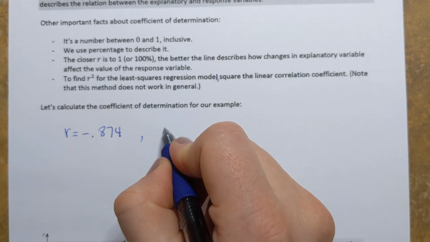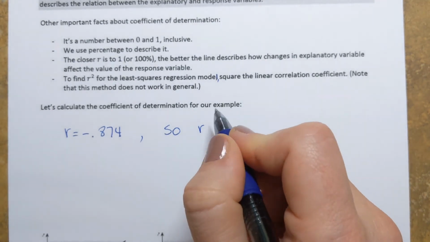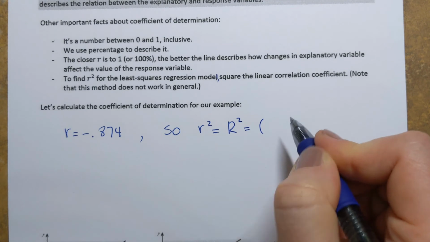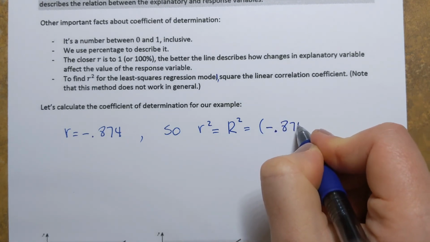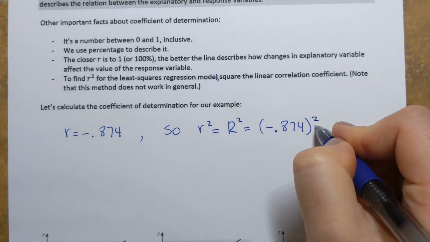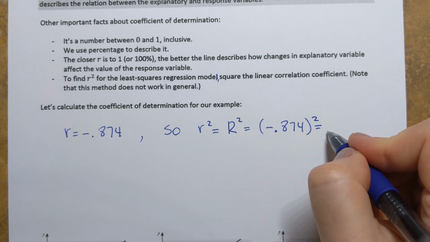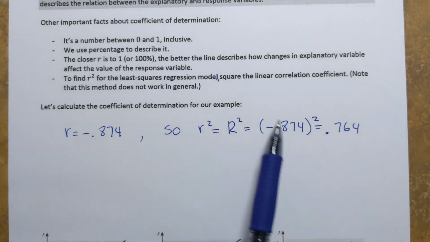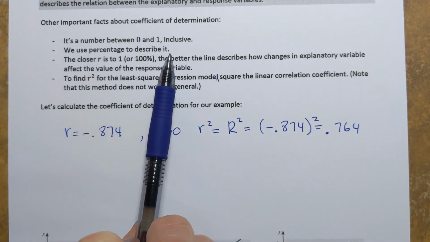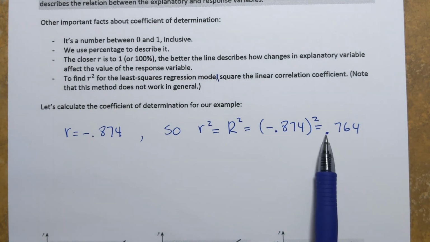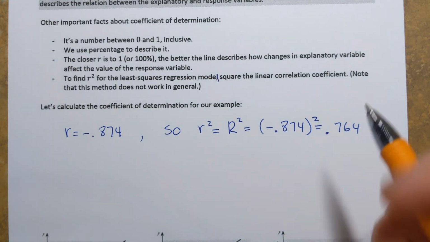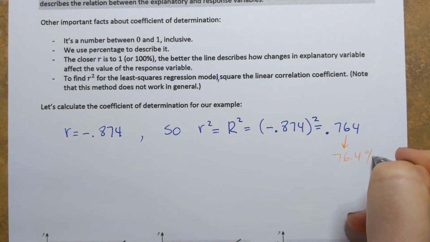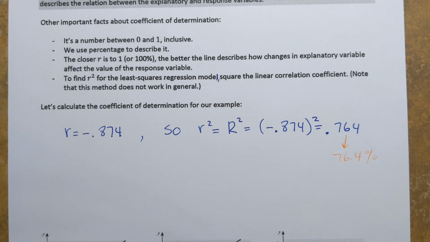So that means that the coefficient of determination, I'll use both notations here, is the square of that number. And that is 0.764. So it is between 0 and 1. And as it says here, we use percentage to describe it. So 0.764 we convert to percentage, and that is 76.4%. So this is going to be our conclusion.